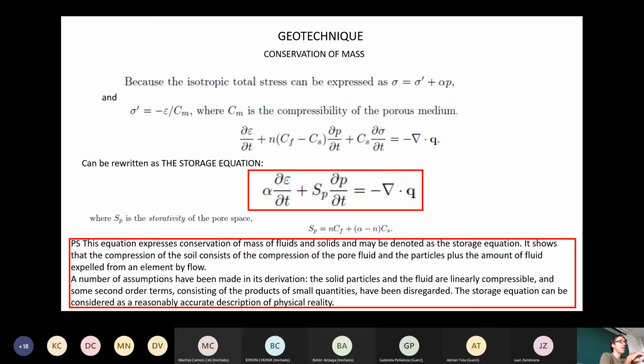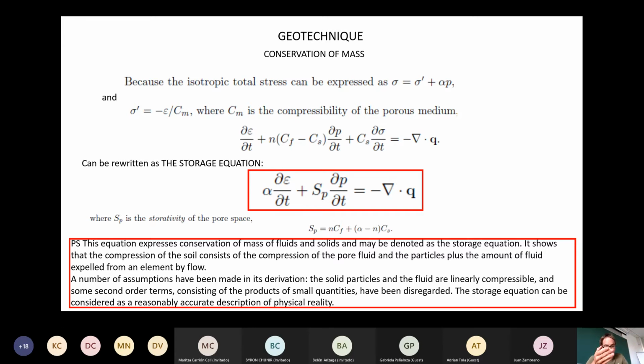A number of assumptions have been made in this derivation. So this is the limit. We are talking about how this formulation is limited. The soil particles and the fluid are linearly compressible. And if you remember, we saw from the first lesson that the soil is not linear. So here we are doing a really big simplification first. Then some second order terms consisting of the product of small quantities have been disregarded. So second simplification.